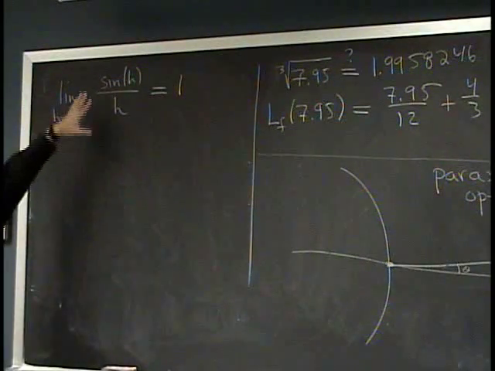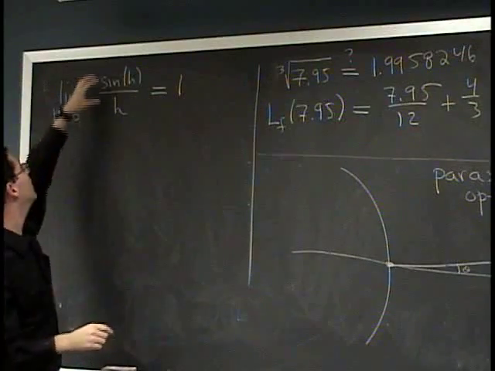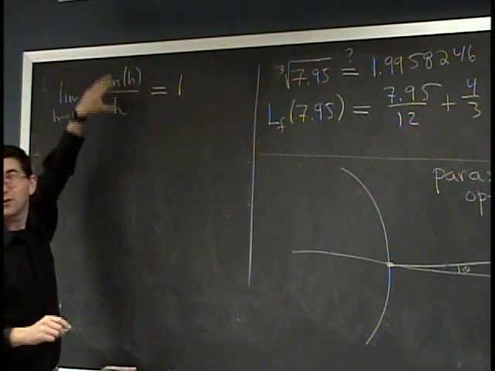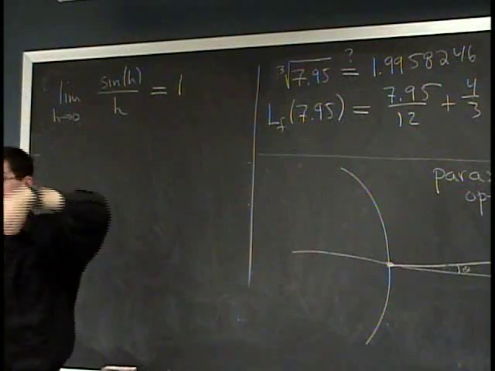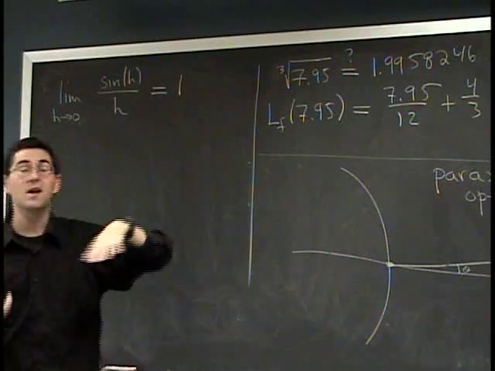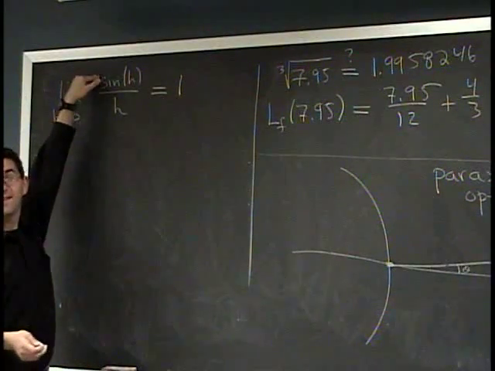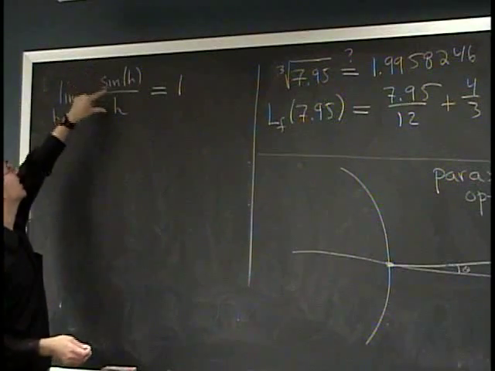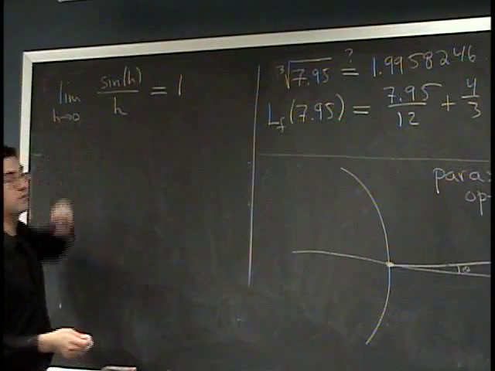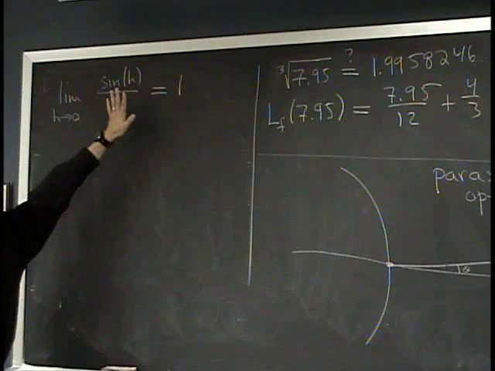And what does that mean? That means that as h goes to 0, these two quantities get closer and closer to each other. If you divide two things and you get 1, it means they're the same. If the limit is 1, that means they're getting closer to each other. So sine of h gets very, very close to h as h goes to 0. So we already proved this.